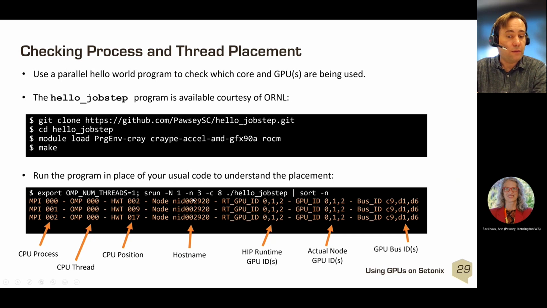Which node, if you have a multi-node job, it can be helpful to know which node particular processes are running on, as well as the HIP runtime GPU IDs, the actual node GPU IDs, and the GPU bus IDs. So for this example, we have 3 processes running on different hardware threads or different cores of the CPU, and with access to these corresponding GPU bus IDs.